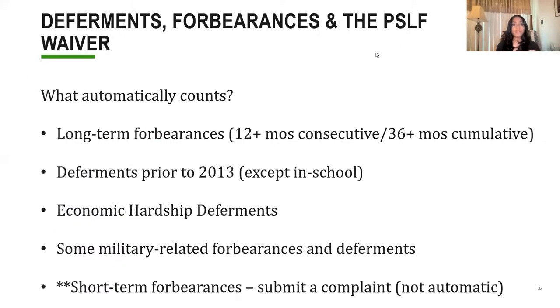So deferments, forbearances, and the PSLF waiver. So I just wanna clarify again what counts under the waiver. So you can get long-term forbearances counted, 12 or more months consecutive, 36 or more months cumulative. Deferments prior to 2013, as long as it wasn't an in-school deferment. Economic hardship deferments count. We're also counting some military-related forbearances and deferments. And if you happen to have shorter-term forbearances, you can file a complaint with your servicer. So it's not automatic, but you can submit a complaint and potentially get credit for those. For every month of repayment that you want credit for, though, you're going to have qualifying employment certified as well. Next slide.